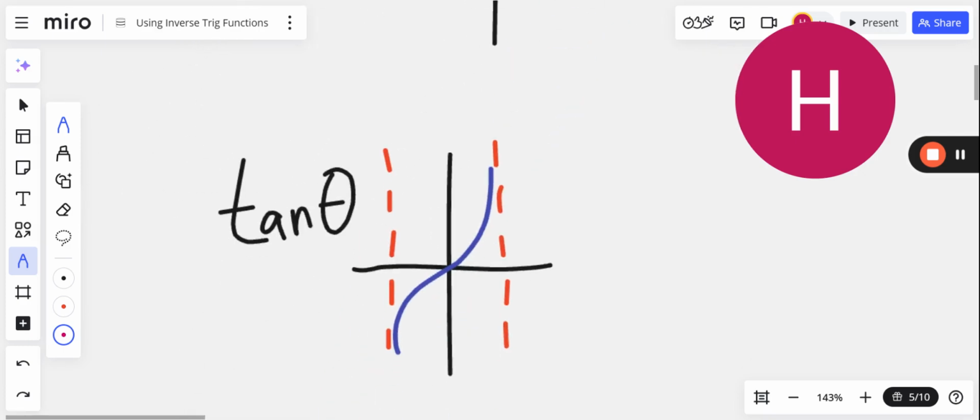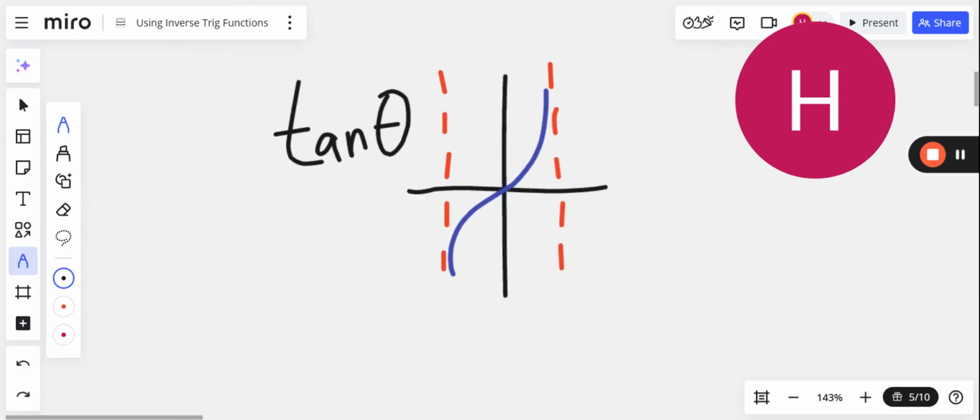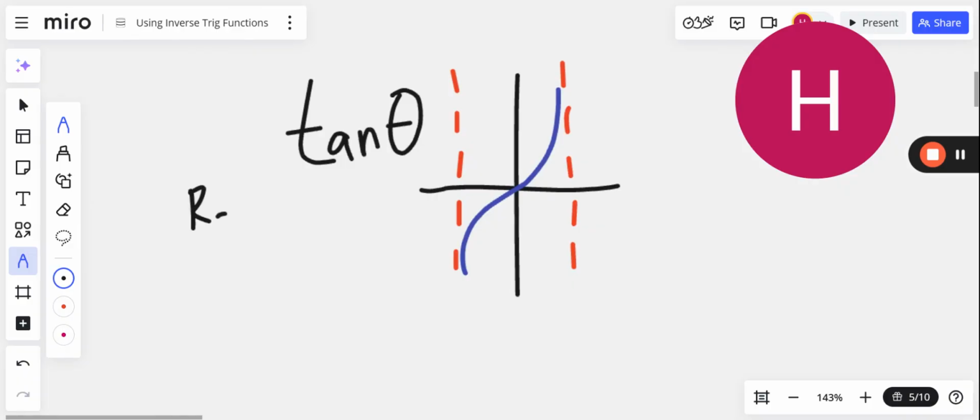Okay, lastly, let's look at tangent so that we can get an idea of the range of tangent. Tangent, you can see, goes all the way from negative infinity to positive infinity. Oops, no brackets on infinity ever. So the range of this goes from negative infinity to positive infinity.